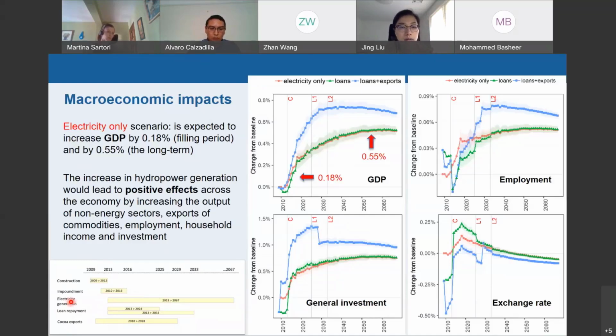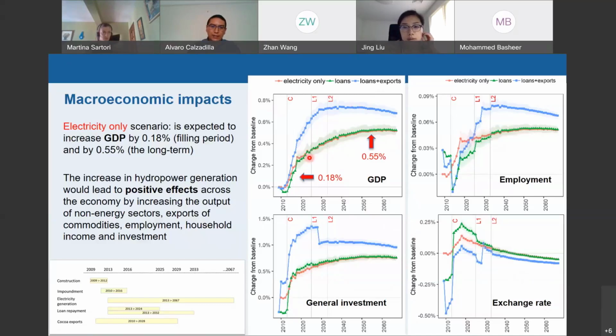As I said, most of the analysis only focus on the electricity generation, but we want to make a case in order to include as well the construction and the financing sectors and the special loan conditions that we can have. So in the electricity only scenario, here you can see the GDP, employment, general investment, and exchange rates. These are basically changes from the baseline. And we do have three scenarios: electricity only, loans, and loans plus exports.